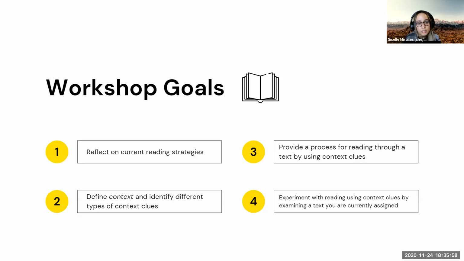The third goal is to provide a process for reading through a text by using context clues. So you should walk away from this workshop with a process of how you can use context clues when you read. And the fourth and final goal is to have you experiment with reading using context clues by examining a text you are currently assigned. So you do need something that you're currently reading in one of your classes for this workshop. So you can go ahead and pause here and grab that if you need to, or you can wait until we get to that activity to do so.